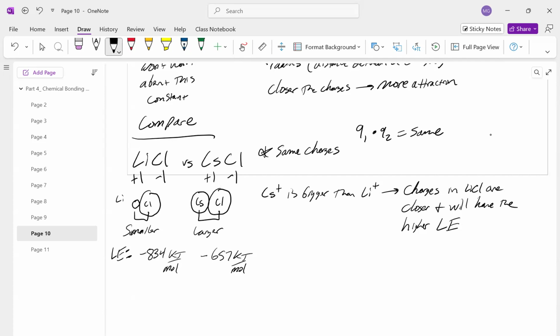Now you say, well, wait a second, in my math, a bigger negative number is smaller, right? Not in chemistry terms. Look at it in terms of absolute value. Lithium chloride is releasing more energy when it forms, and so it's a lot more stable because that's a much stronger bond. So you have to look at it in terms of the absolute value of those numbers.